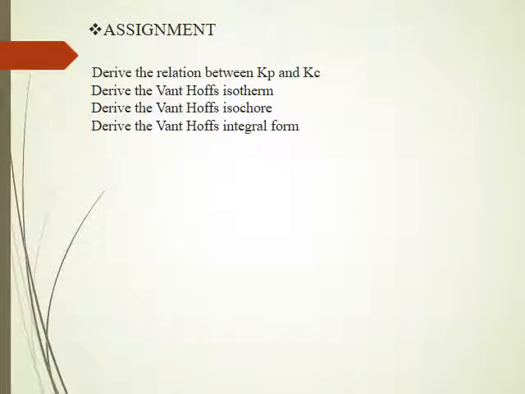Now, these are the assignments: the relationship between Kp and Kc, the Van't Hoff isotherm, the Van't Hoff isochore, and the Van't Hoff integral form equation.